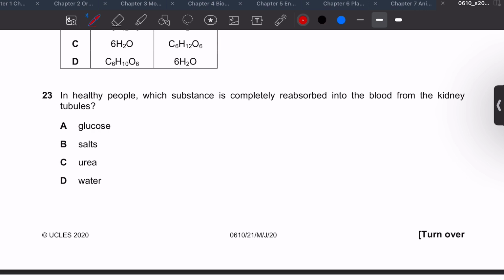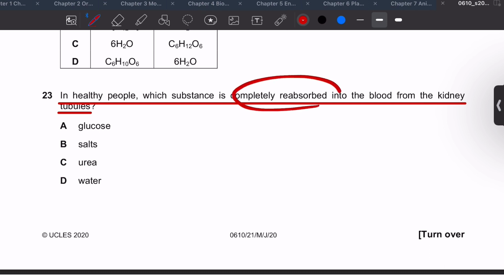Number 23. In healthy people, which substance is completely reabsorbed into the blood from the kidney tubules? The keyword here is completely reabsorbed. So answer is A, because our body just loves glucose molecules. We don't want to waste even a little bit of it. So we don't want to excrete it, or we don't want to get rid of it. So we completely reabsorb them all.